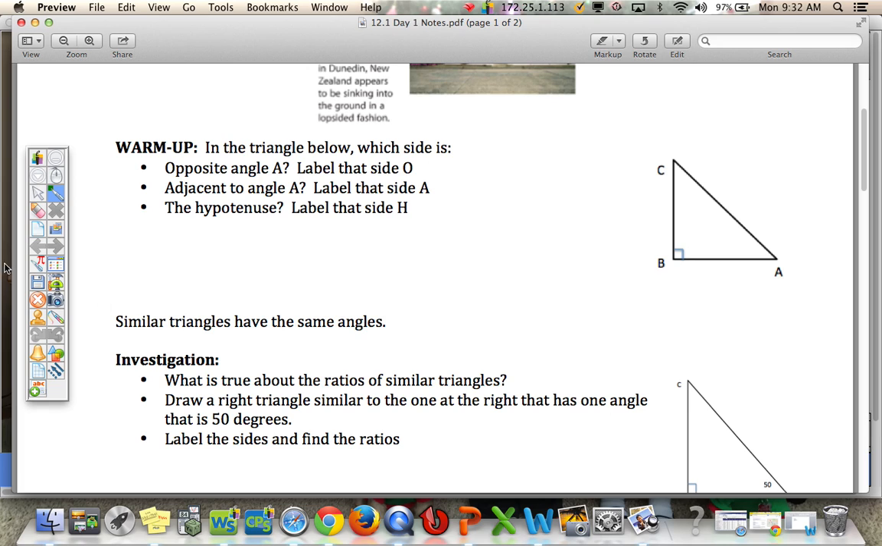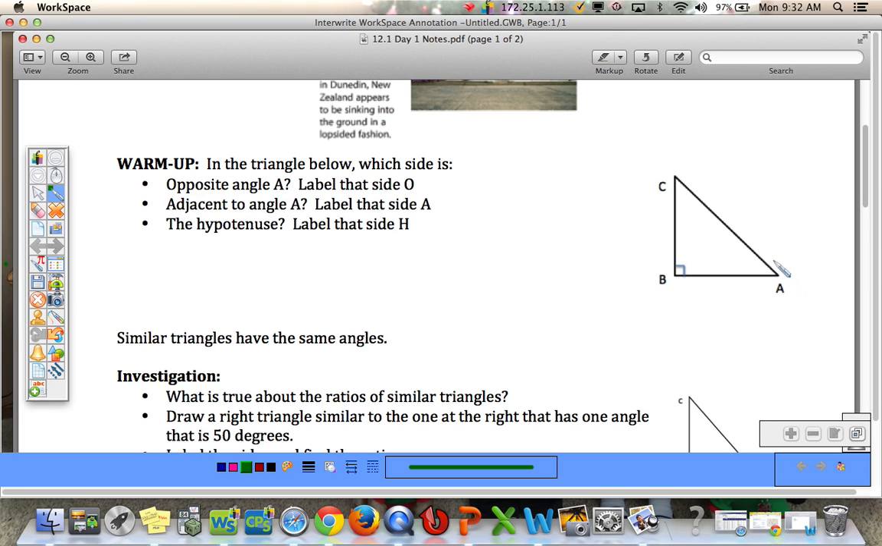So I'm going to circle angle A so I can see what angle I'm looking at. So here's angle A. The side opposite angle A would be CB. The side adjacent to A would be AB. And the hypotenuse is the longest side. Now the hypotenuse is always across from the 90, or the longest side.